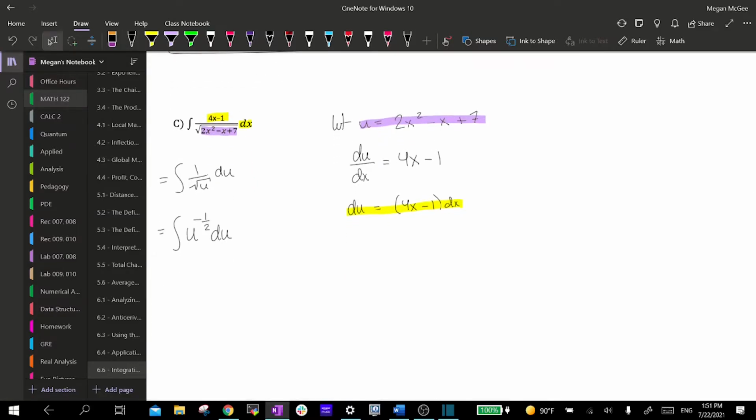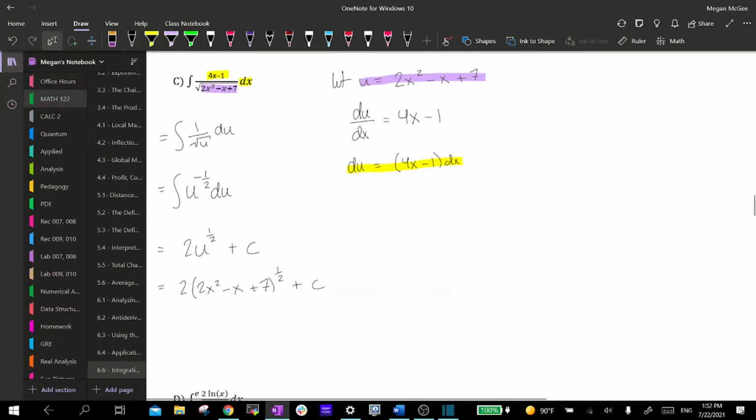Well, now I can use our power rule for integrals. Right, so we add 1 to the exponent, so negative 1/2 plus 1 gives us a positive 1/2. And then we flip and multiply by our exponent, so we get 2 over 1, which is just 2. And then plus c. And we need to do one more step. We need to back sub. So we need 2 times 2x squared minus x plus 7, all to the 1/2, plus c.